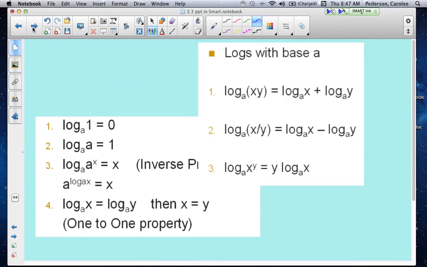To review with you, these properties are already in your notes. We're going to use these properties on the next slide's examples. So we have logarithm properties in any base, and then we have the ones that we learned yesterday. They're in your notes.